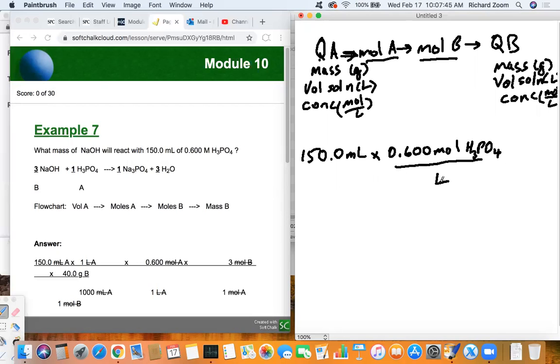So milliliters, liters. We know that that doesn't cancel, so I'll do a conversion here. Cancel that out. Put the liters on top, put the milliliters on the bottom. Liters will cancel, 1 liter, 1,000 mL. At this point, what I've done is I've found moles of H3PO4. That's where we're at. We're at moles of A.